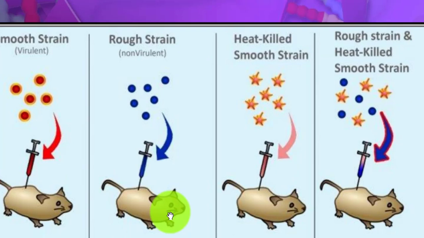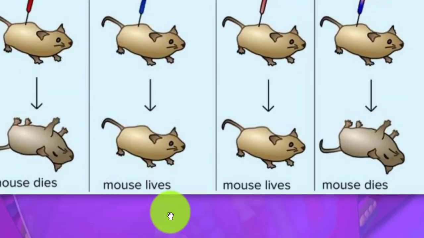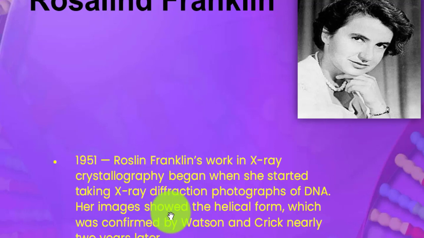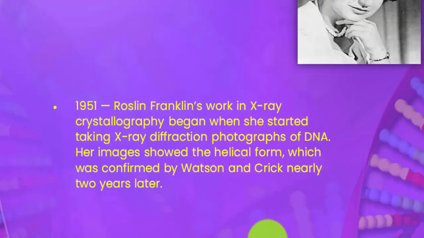These experiments proved that DNA is the inheritance material. Rosalind Franklin's work in X-ray crystallography began when she started taking X-ray diffraction photographs of DNA. Her image showed the helical fold, which was confirmed by Watson and Crick nearly 2 years later.